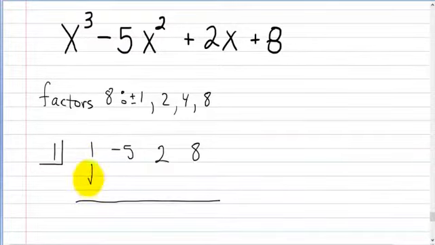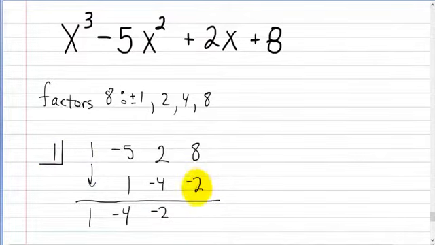We bring down the 1, and 1 times 1 is 1. Then we add: negative 5 plus 1 is negative 4. 1 times negative 4 is negative 4. 2 plus negative 4 is negative 2. 1 times negative 2 is negative 2, so that goes there. Now 8 plus negative 2 gives you 6. This is not equal to 0, so x equals 1 is no good.